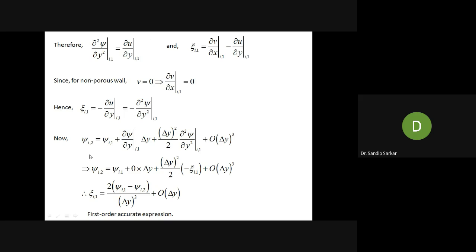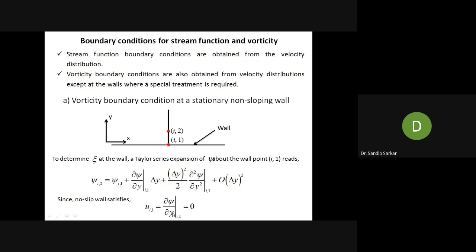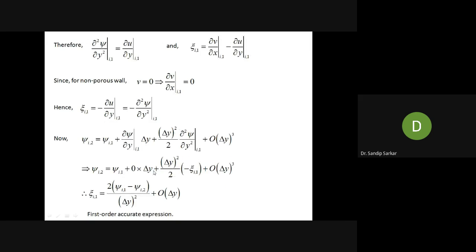Okay. So now let us go to the expression. Psi I2 equal to psi I1 plus del psi del y at I1 times delta y, plus delta y square by 2 times del 2 psi by del y2 at I1, plus order of delta y cube. Del psi del y is 0, which we have already seen. So 0 into delta y, plus delta y square by 2 times this term, which is minus zeta I1, plus order of delta y cube.